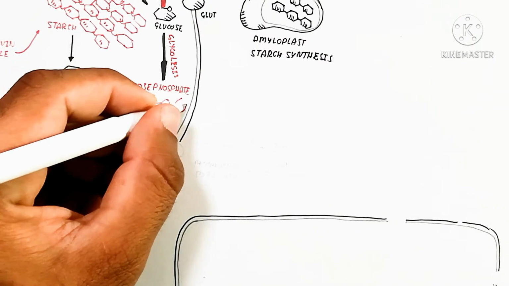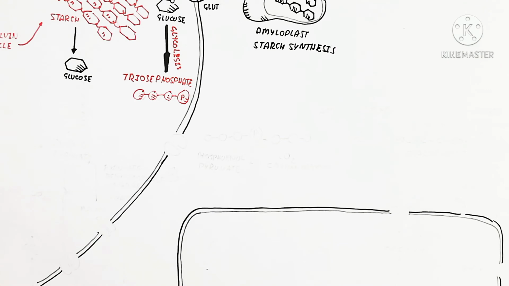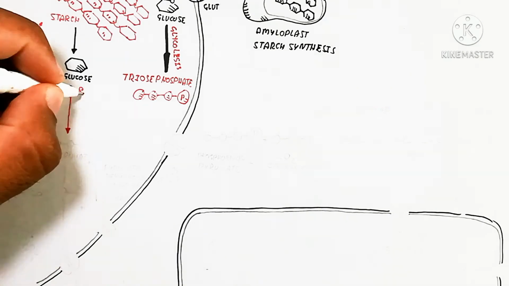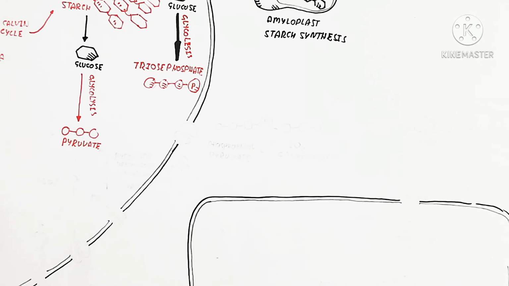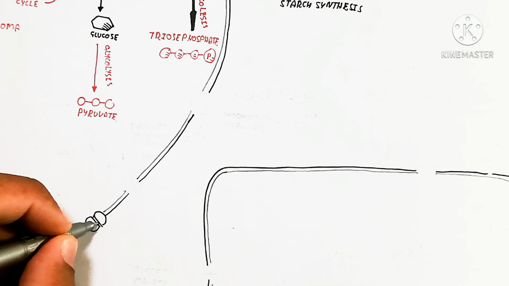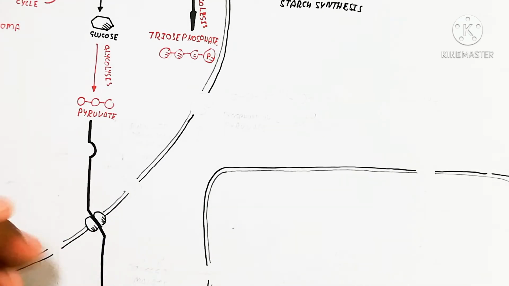Here the glucose is also converted by glycolysis to triose phosphate, that is, glyceraldehyde phosphate. On the other hand, glucose is also converted by glycolysis to produce pyruvate. So this pyruvate will move into the mitochondria.